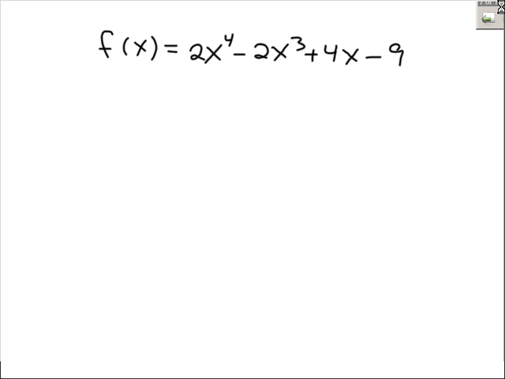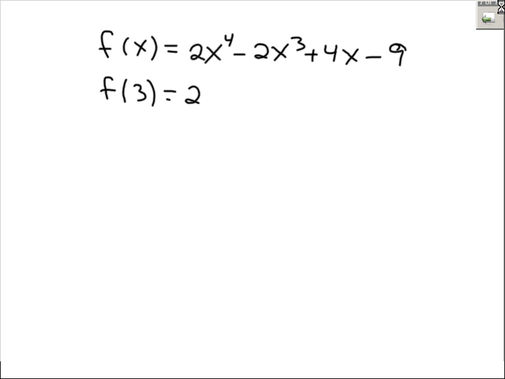Now, synthetic division can help you with another thing. This might be really helpful for a long time to come, for the rest of your life. As long as you need to evaluate functions, you can use this new trick. Suppose I tell you that f of x is equal to 2x to the 4th minus 2x cubed plus 4x minus 9, and I ask you to find f of 3.